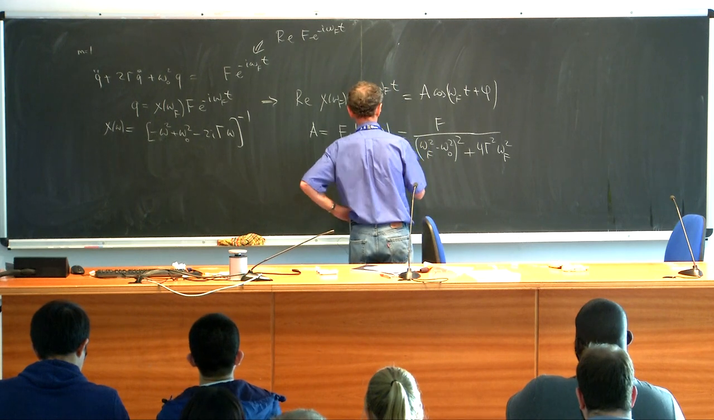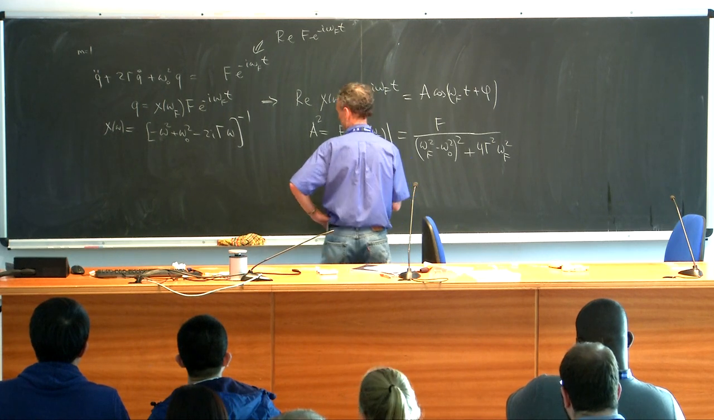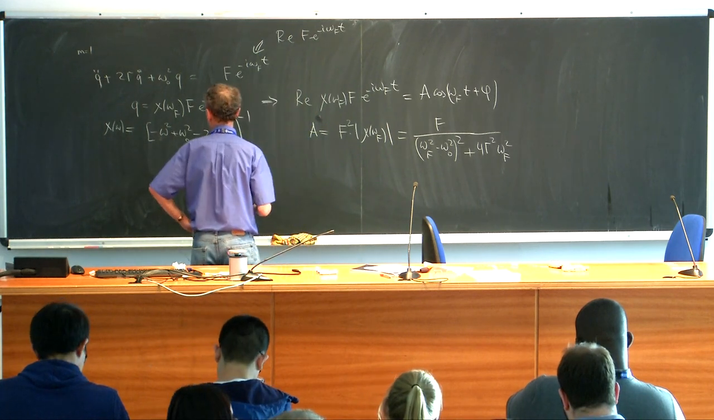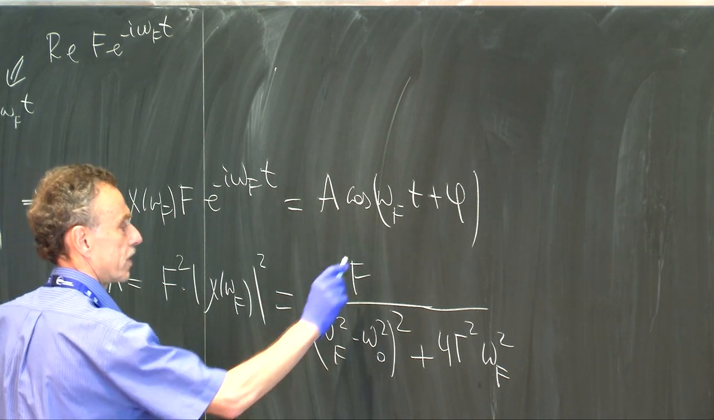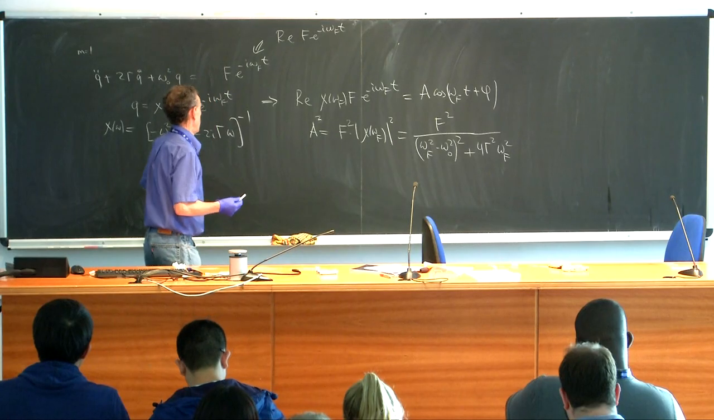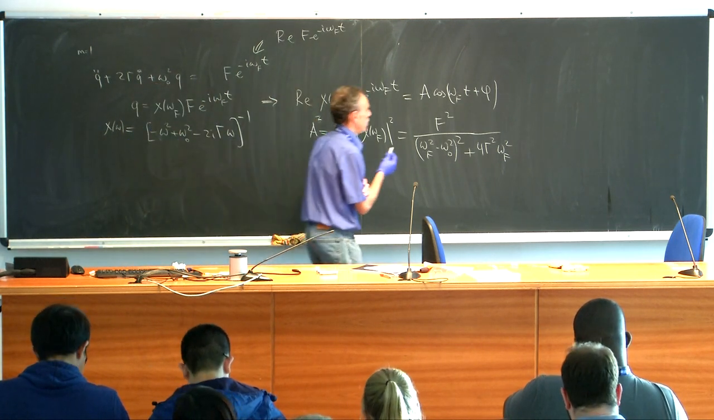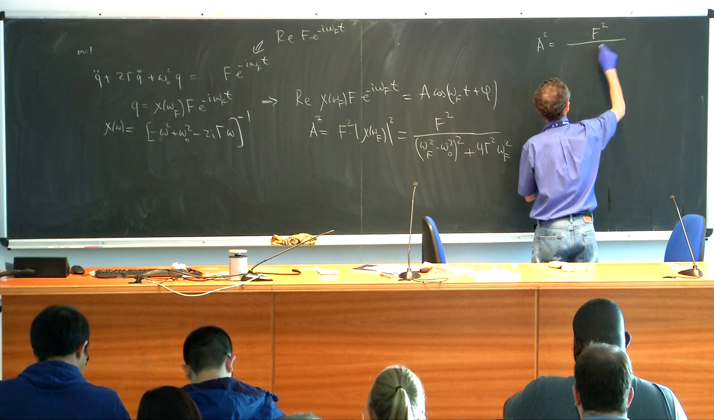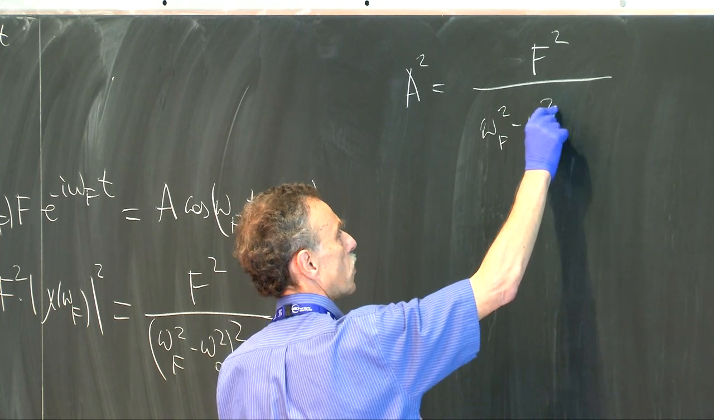It's to the 1/2. All right. Let me do it like that. I want to have epsilon squared. I want to have f squared. So this is what I want to have. And I will reproduce this expression here as f squared over omega f squared minus omega naught squared.